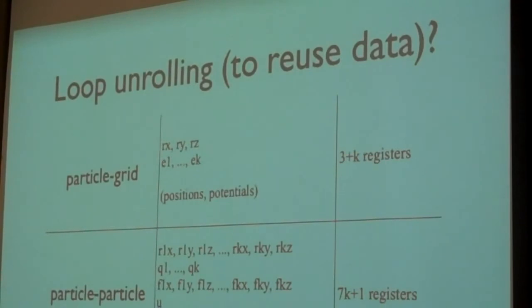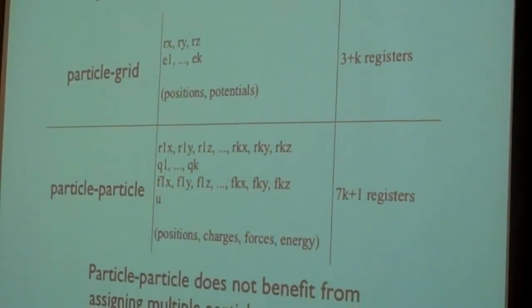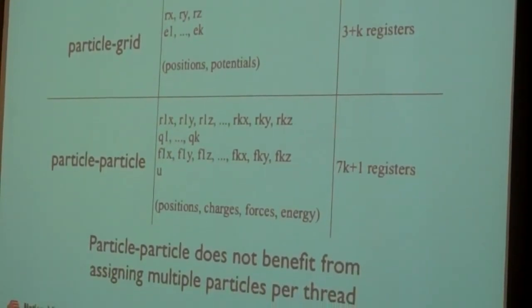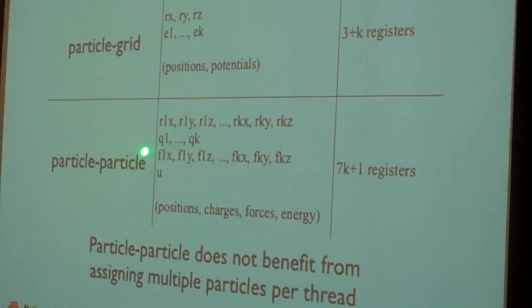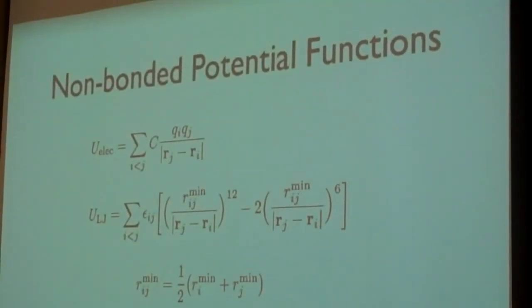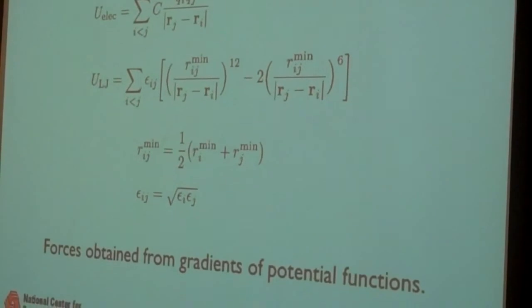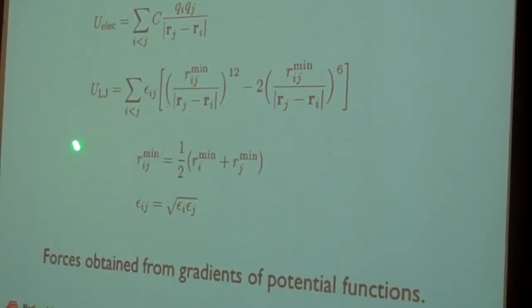So, can we use some of these optimizations like loop unrolling to reuse data? The short answer here is probably not, because we're going to have a lot more things that we're trying to hold in registers, and so if we're trying to do k of these with one thread, then our register use will explode with k. You're probably familiar with the potential functions that we use for molecular dynamics, but for completeness I'm putting them here. We'll have more computational work to do, so that's the trade-off. We're keeping more data around, but we also have more computational work that we can balance the data movement with.